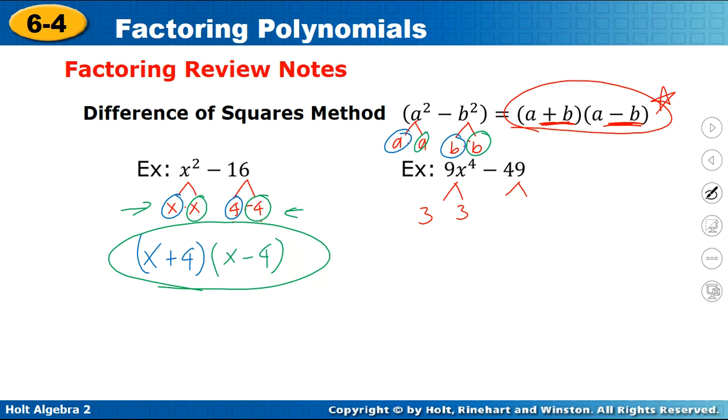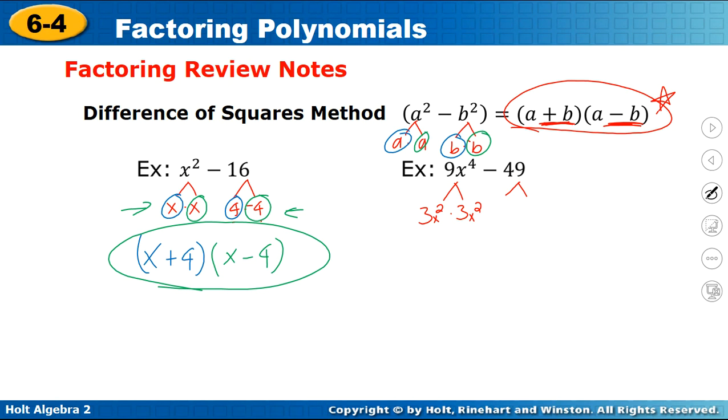But x to the 4th, which is also part of this term, is a perfect square of x squared and x squared. So 3x squared is what makes up this 9x to the 4th. Because 3 times 3 makes 9, and x squared times x squared makes x to the 4th. So it's like a combination of perfect squares.